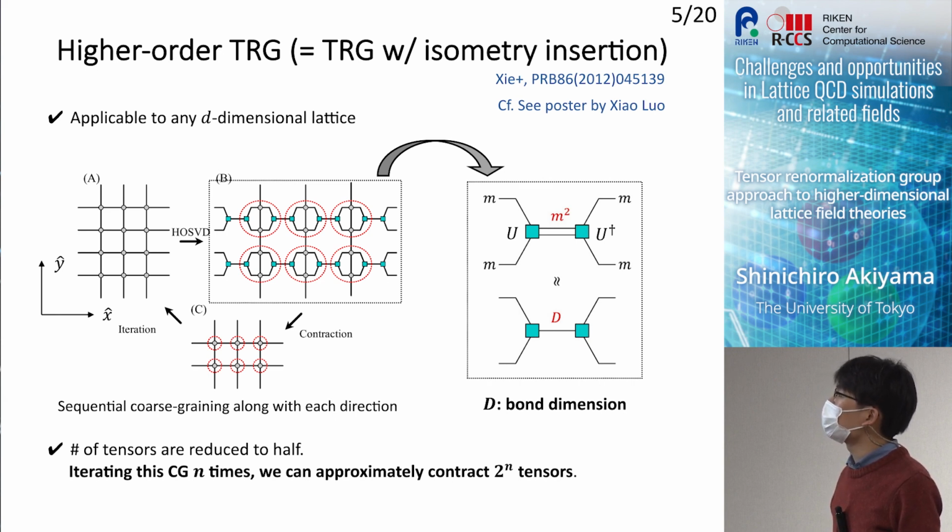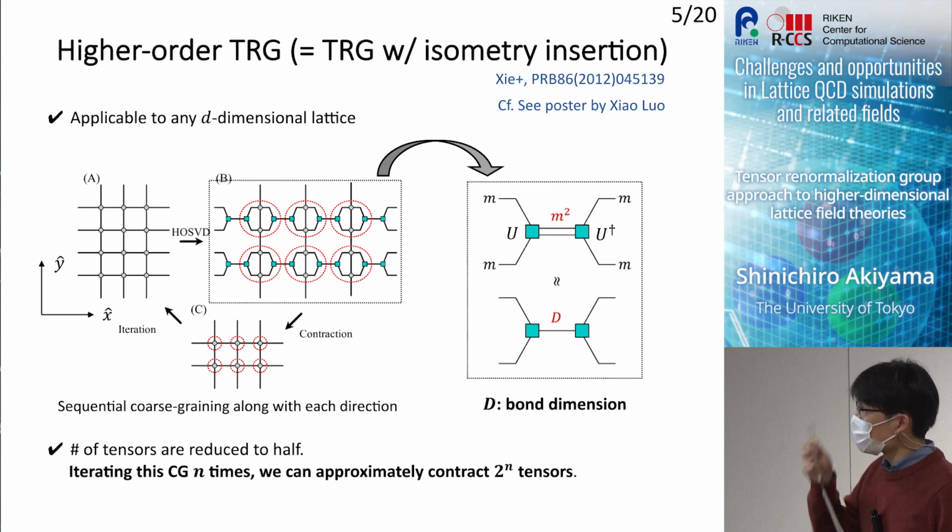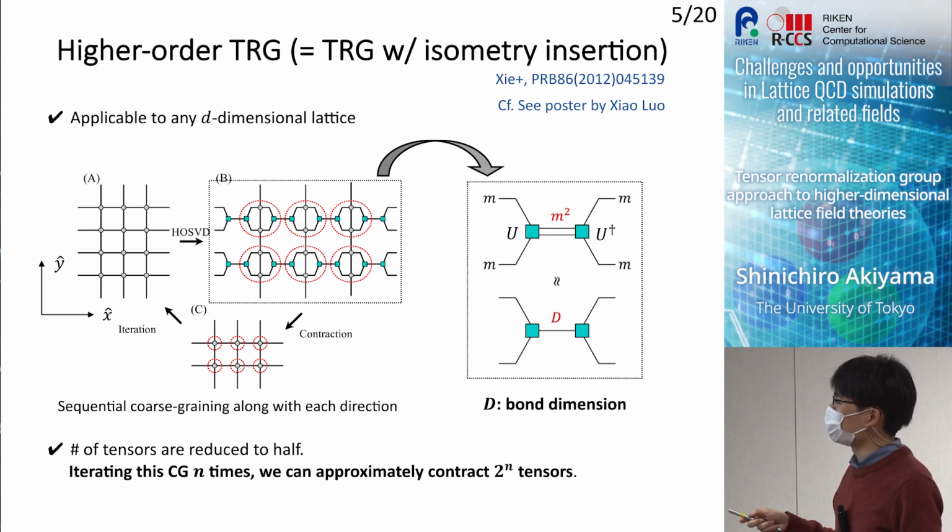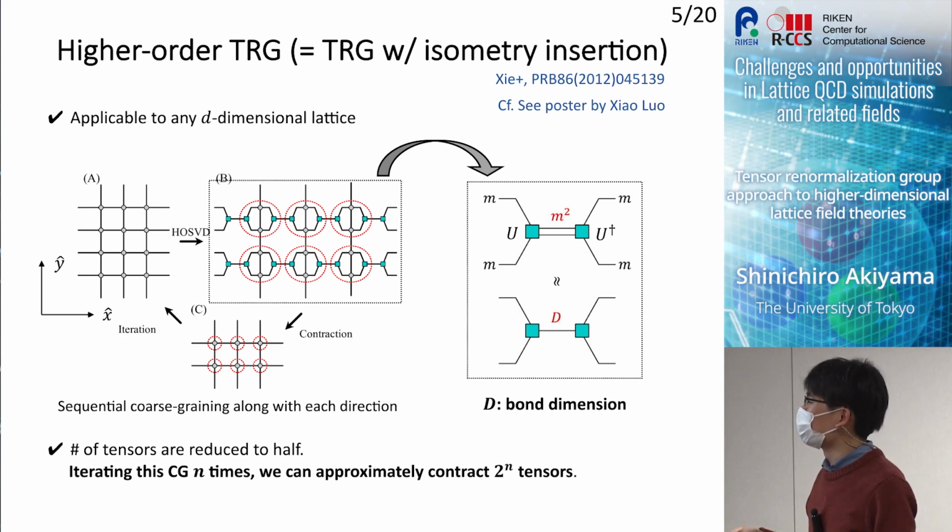We have a two-dimensional tensor network, and the higher order TRG considers a kind of tensorial SVD for these nearest neighbor tensors. By considering this tensorial version of SVD, we introduce the so-called isometry. In this community, we use the terminology isometry to refer to a rectangular version of a unitary matrix.